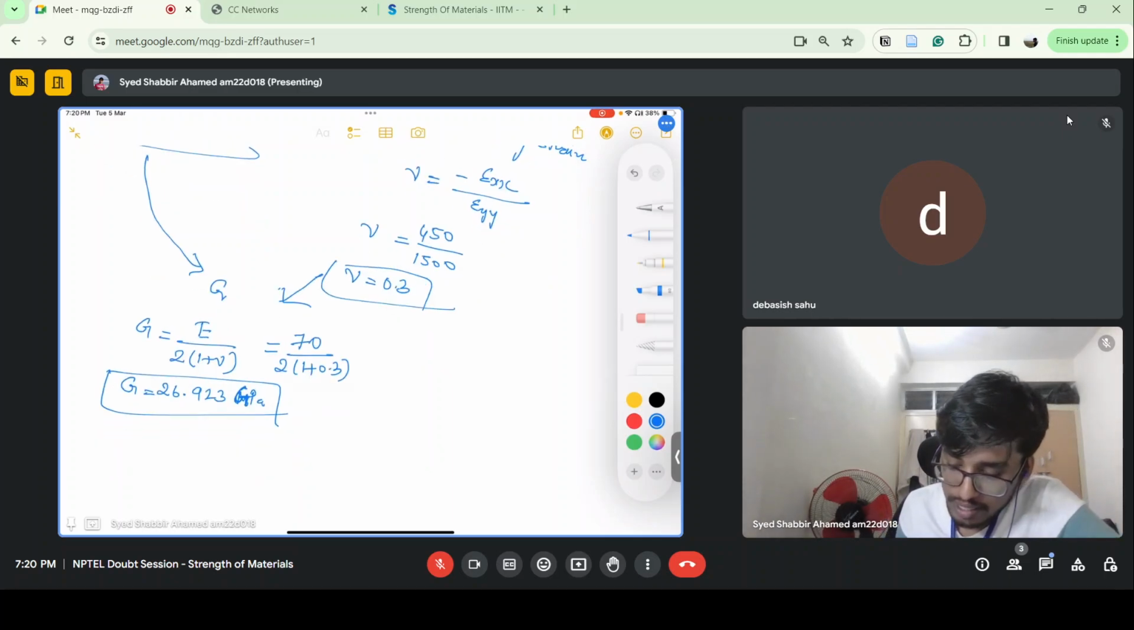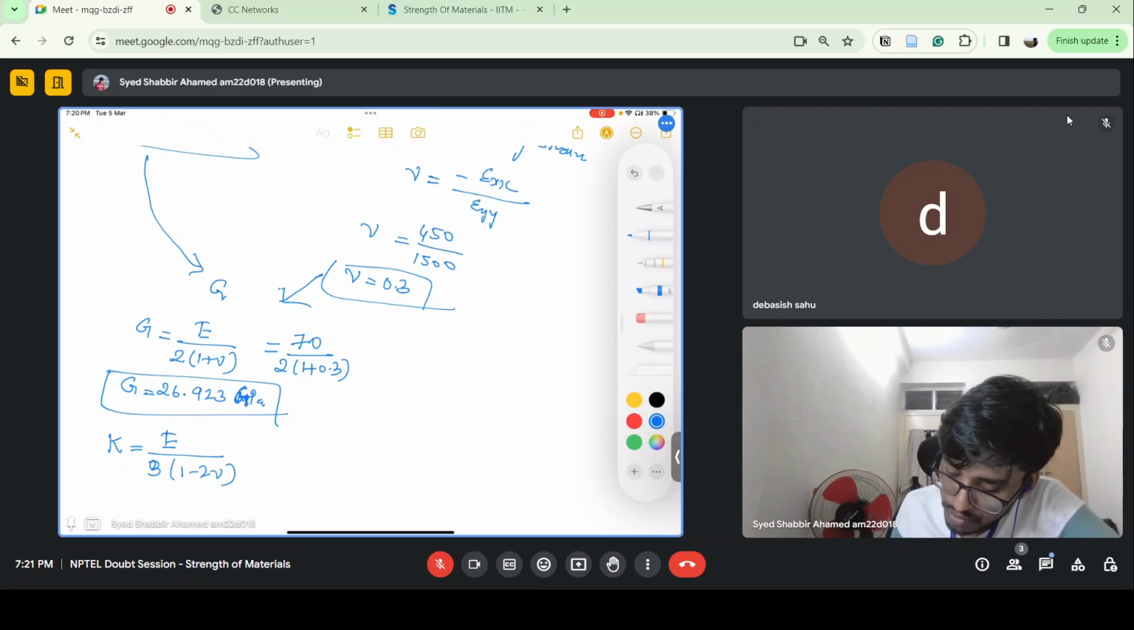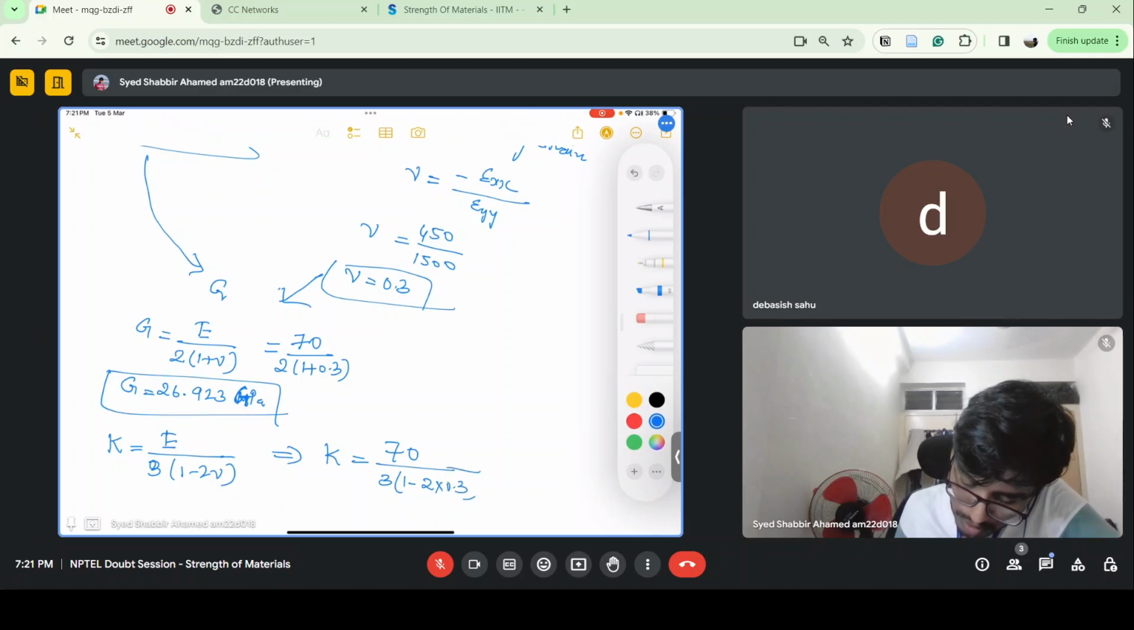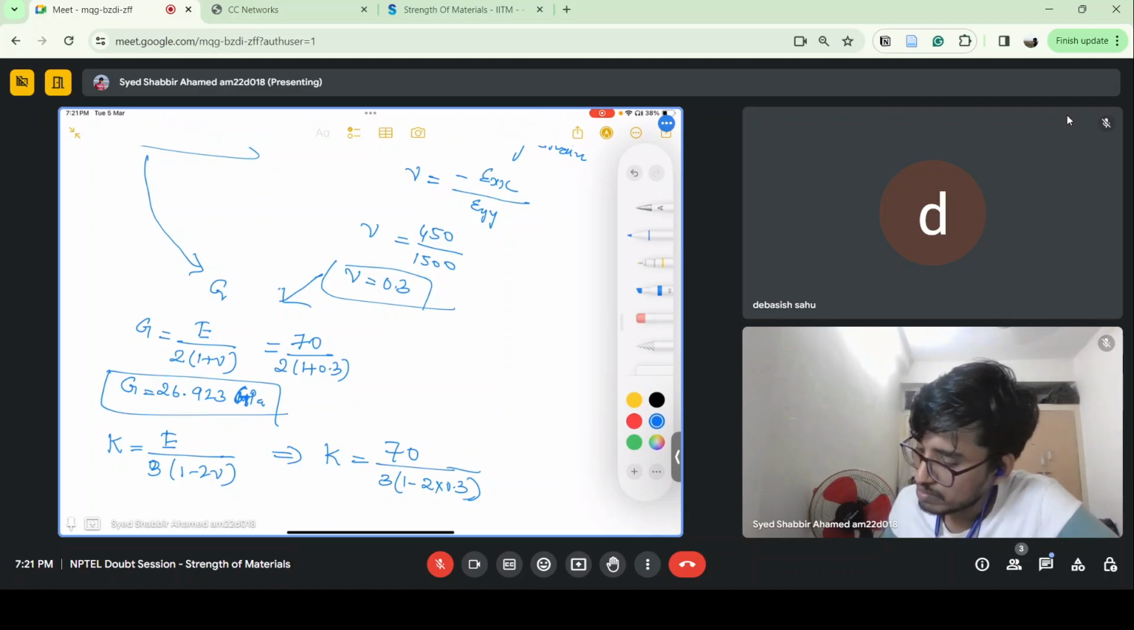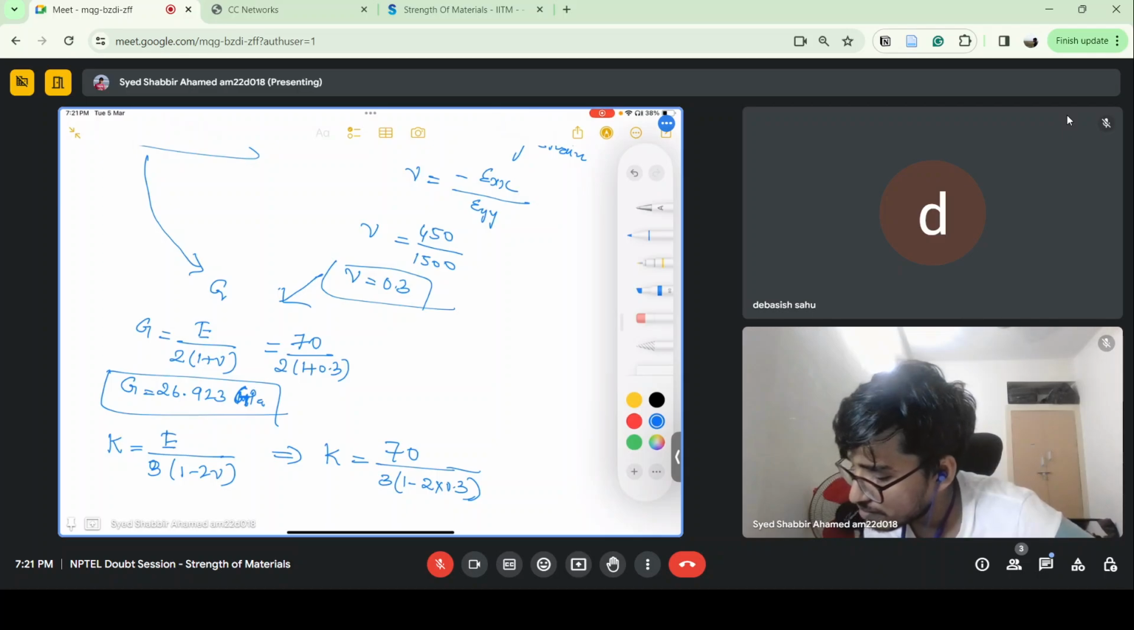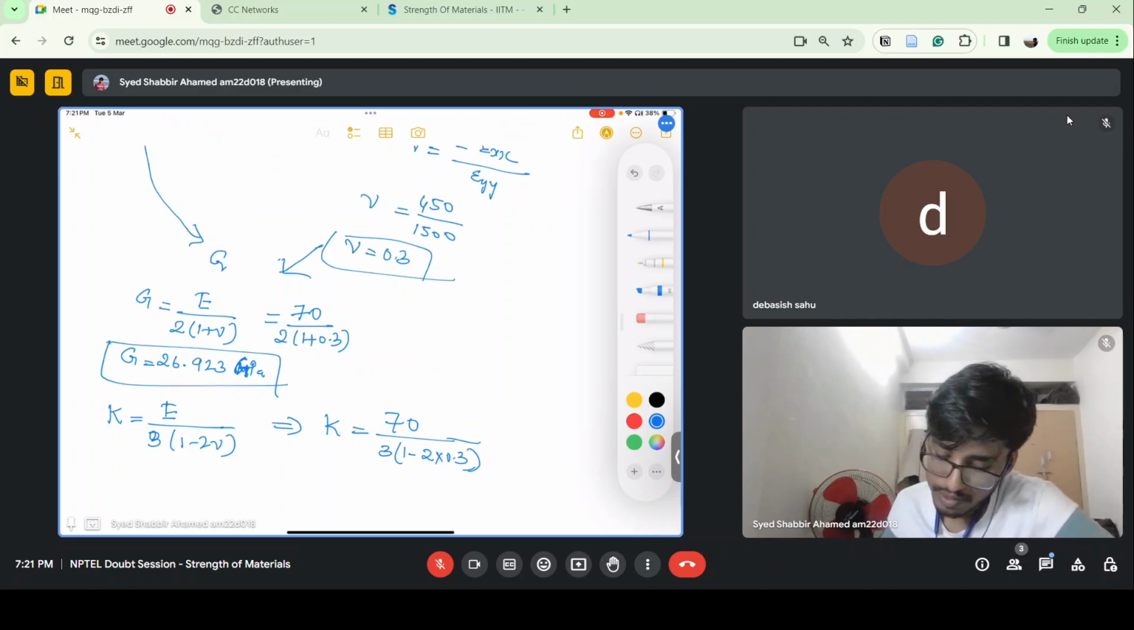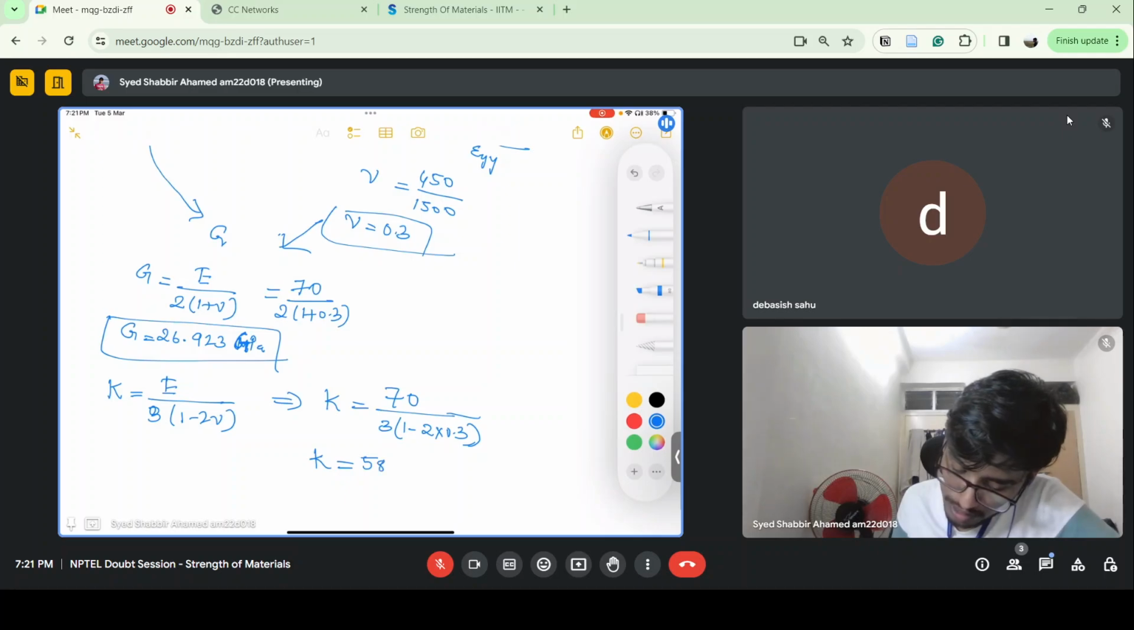So now we know E, mu, and G. Now we want to calculate the bulk modulus, which is K. K and E can be related like this: K is equal to E by 3 into 1 minus 2 mu. So K is equal to 70 by 3 into 1 minus 2 into 0.3. I'll get 58.33 gigapascal. So this is the bulk modulus.